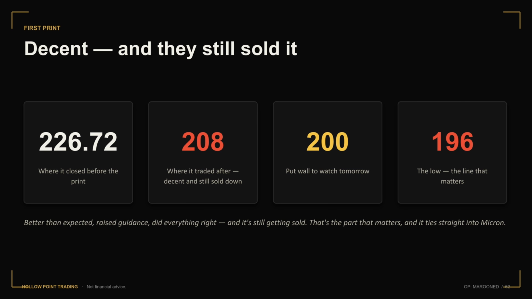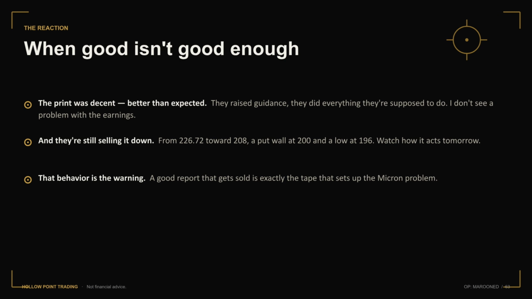We are heading into a catalyst gauntlet. This includes a decent earnings print that was sold down, Micron at the plate, PCE data on Thursday, and a quarterly rebalance. We will navigate these in order. Regarding the first print, the stock closed at 226.72 before the announcement. Despite decent results, it traded down to 208. We are now watching the 200 put wall and the critical support line at 196.